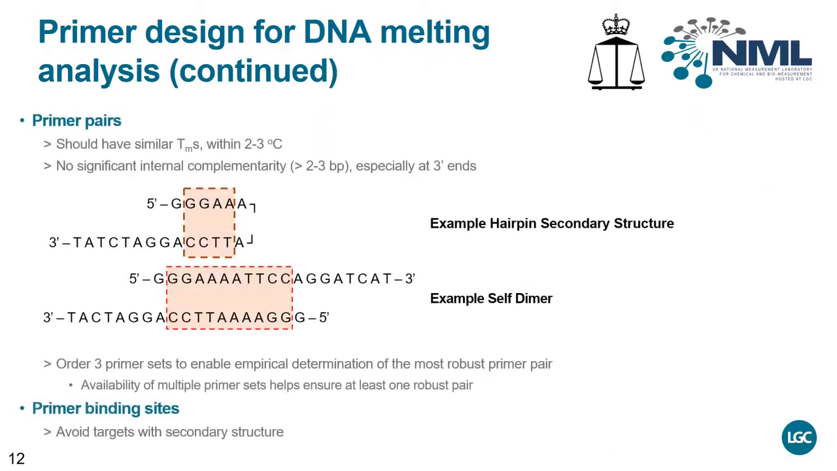In addition, primer pair melting temperatures should be within 2 to 3 degrees centigrade of each other, exhibit no significant self or intracomplementarity, and possess no internal secondary structure. And finally, the primer binding sites should lack any appreciable secondary structure.